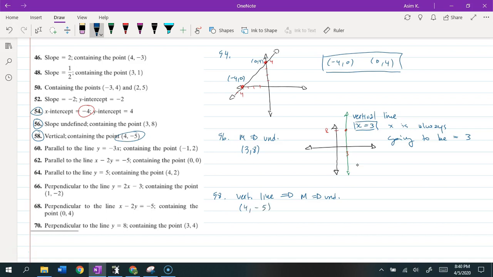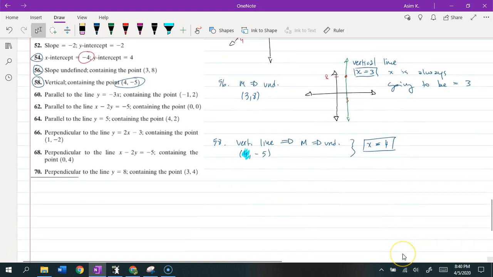And let's see if you can just manufacture the equation without trying to make a graph. You know that the equation is always going to have an x in it, and it's always going to be x is equal to the coordinate where it's going through in the x's. So therefore, the answer to this problem is x is equal to 4. Again, if it doesn't make sense, draw a picture, but x is always going to be 4 as long as this line is going to be vertical.